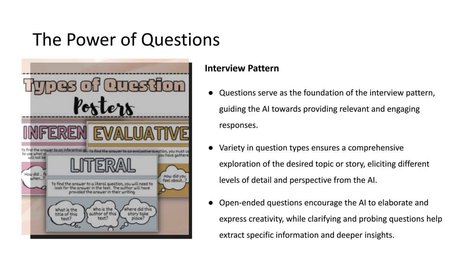Open-ended questions, like describe a fantastical creature from a dream world, encourage the AI to elaborate and express its creativity. This can lead to surprising and delightful results. On the other hand, clarifying and probing questions, like what emotions does this creature evoke, help you extract specific details and gain deeper insights into the AI's generation process.